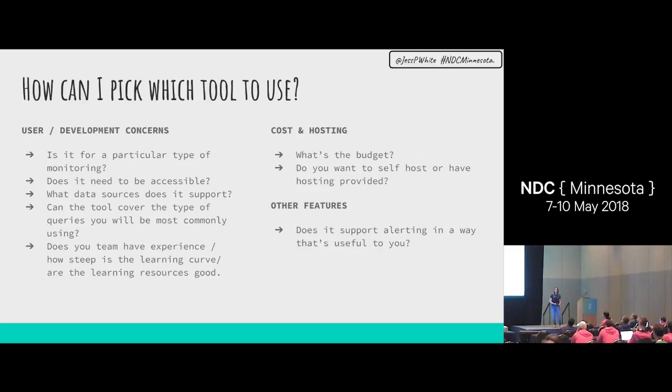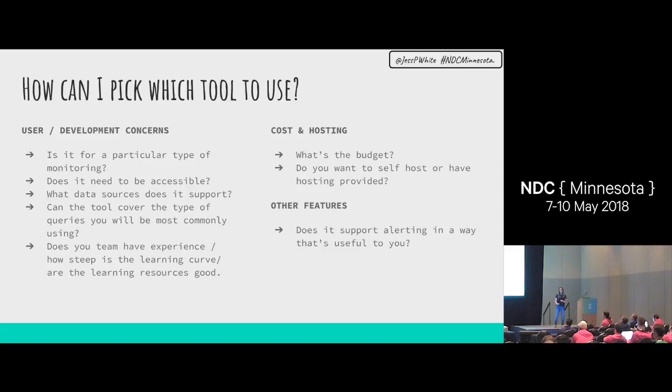Do you need to be able to share it with people without them logging in? What data sources does it support? Does it support the places that you have data currently? Can it cover the type of queries you're normally asking? If it can't, it's probably not right for you. Does your team have experience in it? Now, if they don't, make sure that the training material is spot on, and it will save you so much trouble.